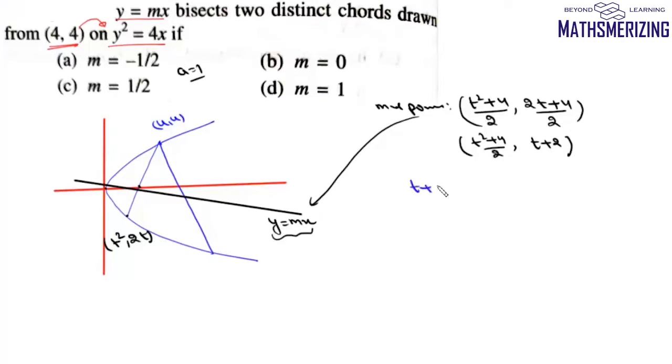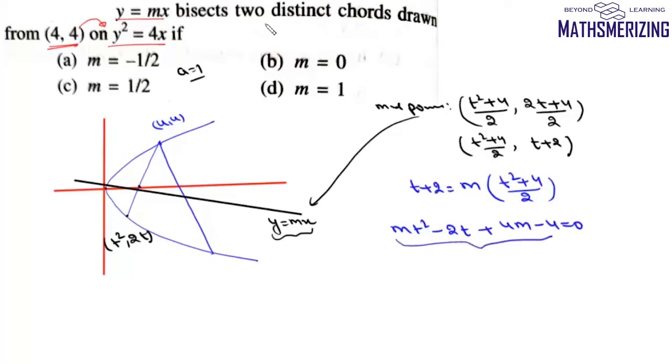So we'll get y + 2 = m, and then x in this case is (t² + 4)/2. So we can write it as mt² - 2t + 4m - 4 = 0. Now in the question it says two distinct chords. So that means there should be two distinct values of t so that we can have two distinct chords for this given parabola. So how do we get two distinct values of t? For two distinct values of t, clearly this quadratic equation should have two distinct roots. So that means in this case D should be greater than 0.